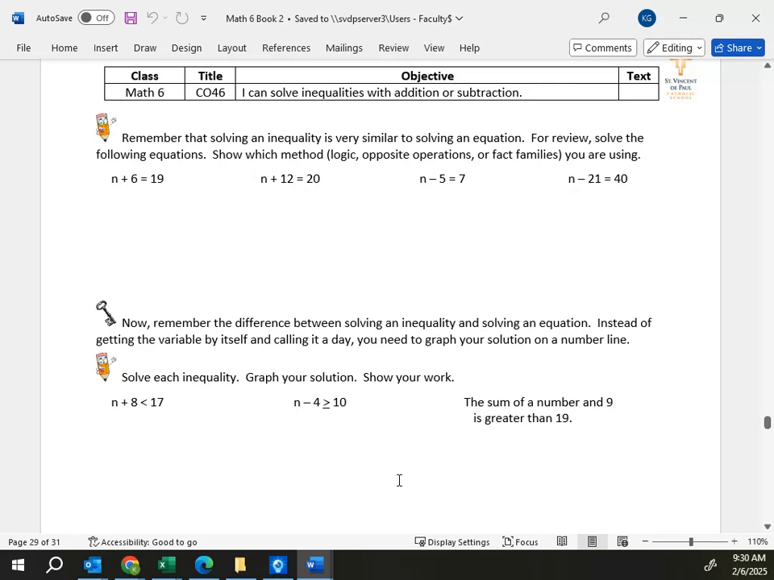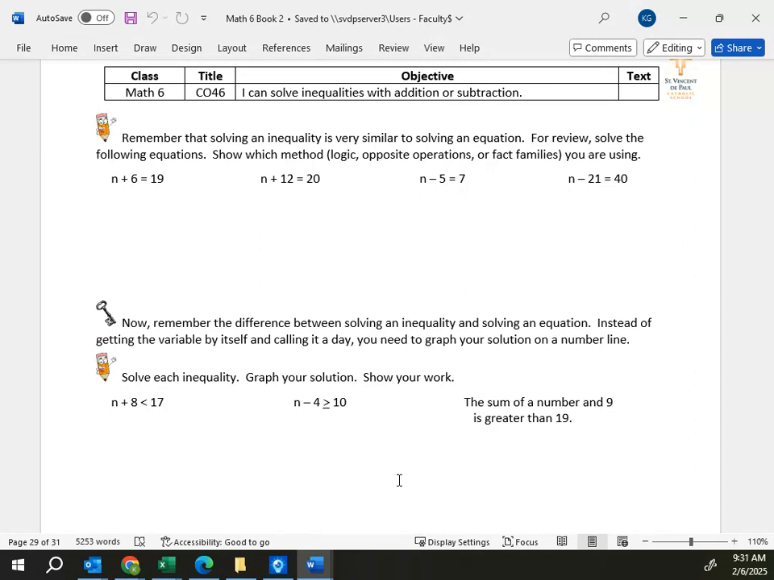Good morning. Today we are working on CO46. I can solve inequalities with addition or subtraction. So we need to remember that solving an inequality is very similar to solving an equation. Remember those opposite operations that we were doing. So we're going to go back to opposite operations. And let's practice solving these top four problems.